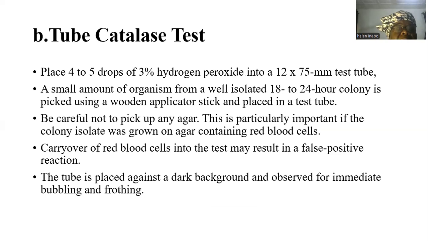The second type of catalase test is the tube catalase test. Here, 4 to 5 drops of 3% hydrogen peroxide are placed in a test tube. Then a small amount of the test organism, from a well-isolated 18 to 24-hour colony, is picked using a wooden applicator stick and placed in the tube.